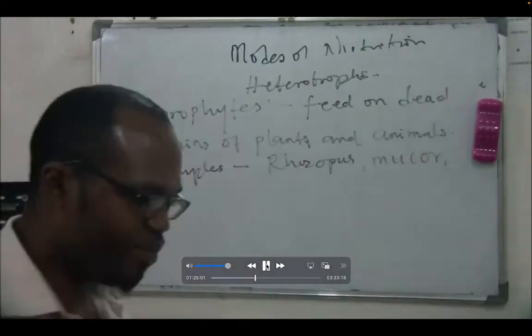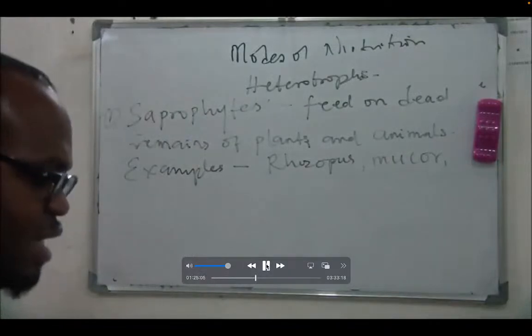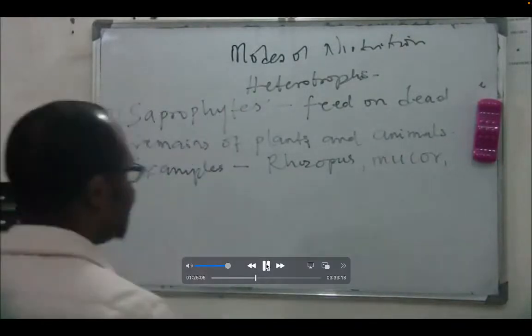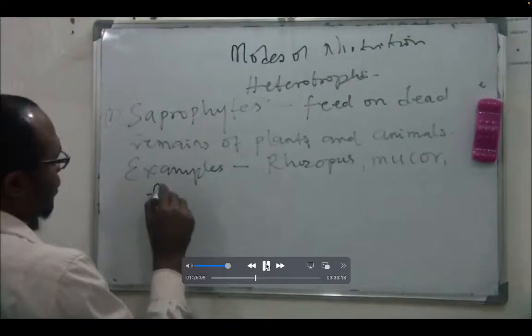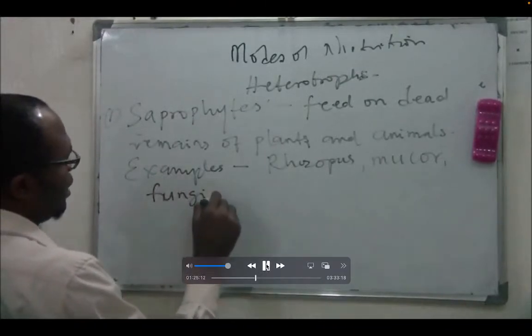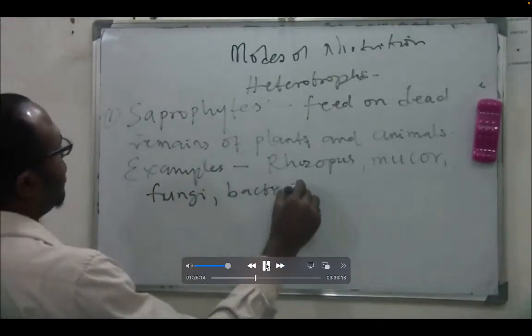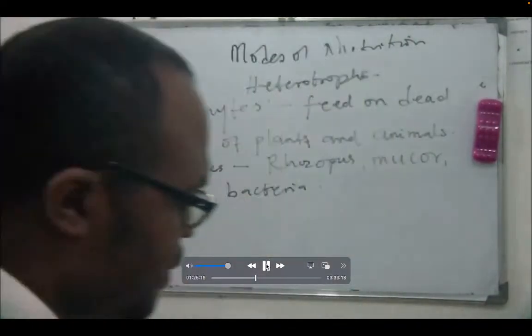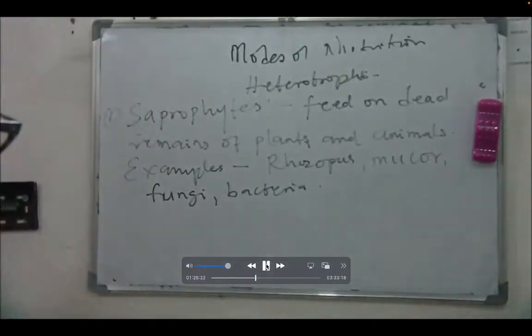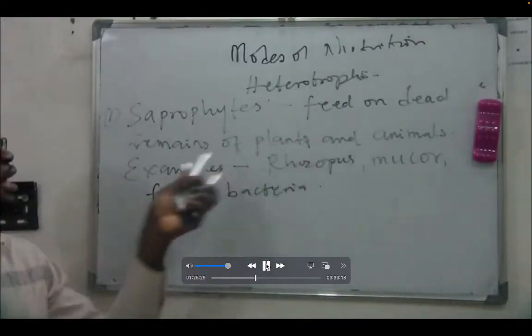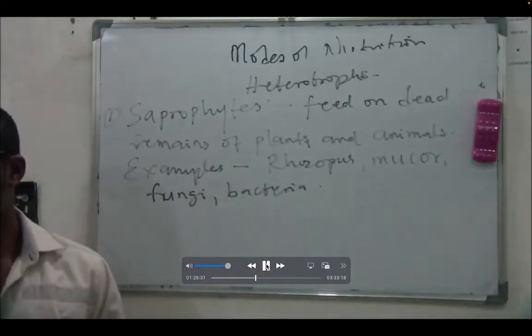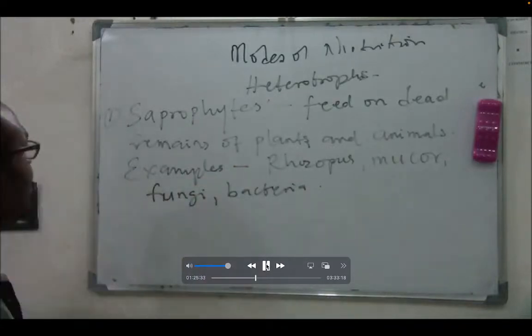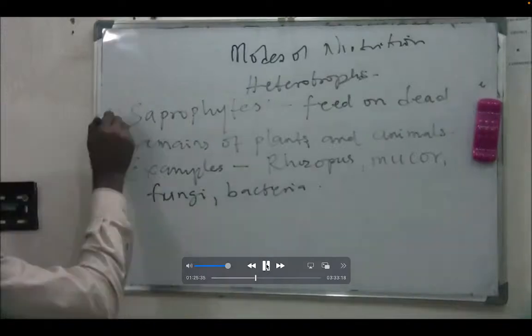Very, very important. Another one is fungi. Then bacteria. Fungi and also some bacteria are examples of saprophytes. So saprophytes feed on dead, decaying organisms. And they will ask you which of the following organisms feed on dead, decaying organisms? Saprophytes, is it not? This is one form of heterotroph.